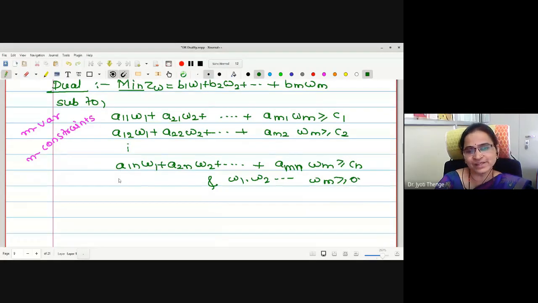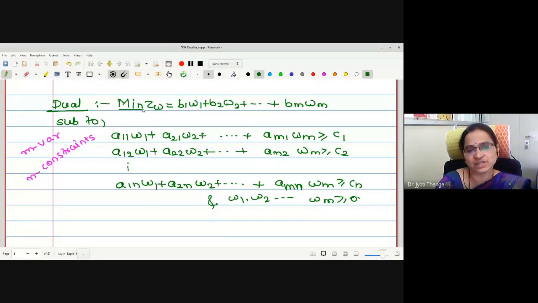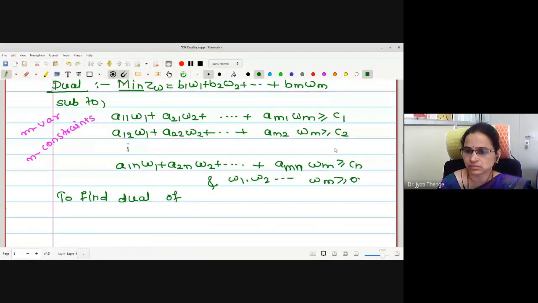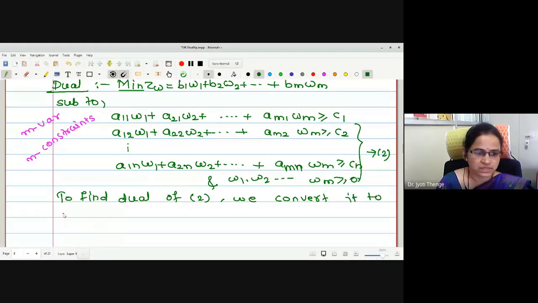Okay, what I'll do, I'll show you with this. I'll convert this to the standard primal form, that is, objective function maximization, constraints less than or equal. To find the dual, I'll give numbering to these systems of equations. This I'll call 1. The system of equations I'll call 2. To find the dual of 2, we convert it to standard primal form.